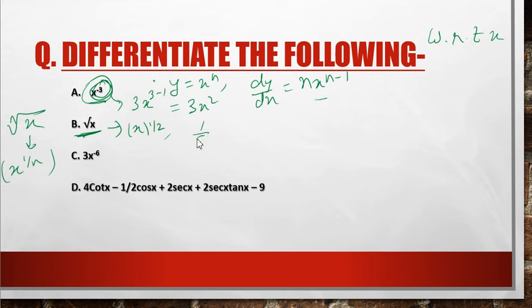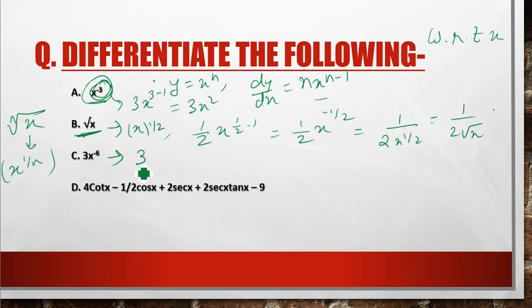So n here is half, so half x to the power half minus 1. So what will it be? Half x to the power 1 minus half. So it will be 1 by 2 x to the power half, which you can write as 1 by 2 root x. Okay. Now for the next one, see 3x to the power minus 6.